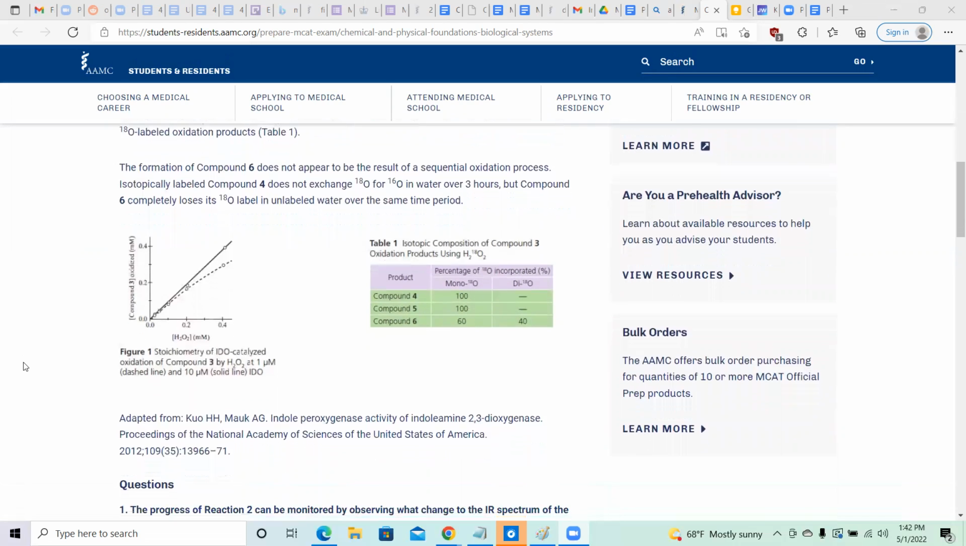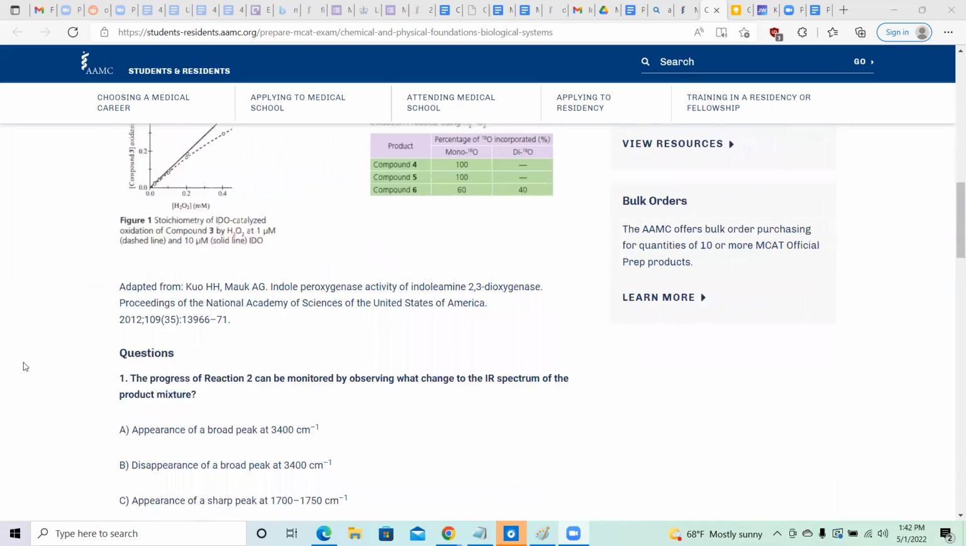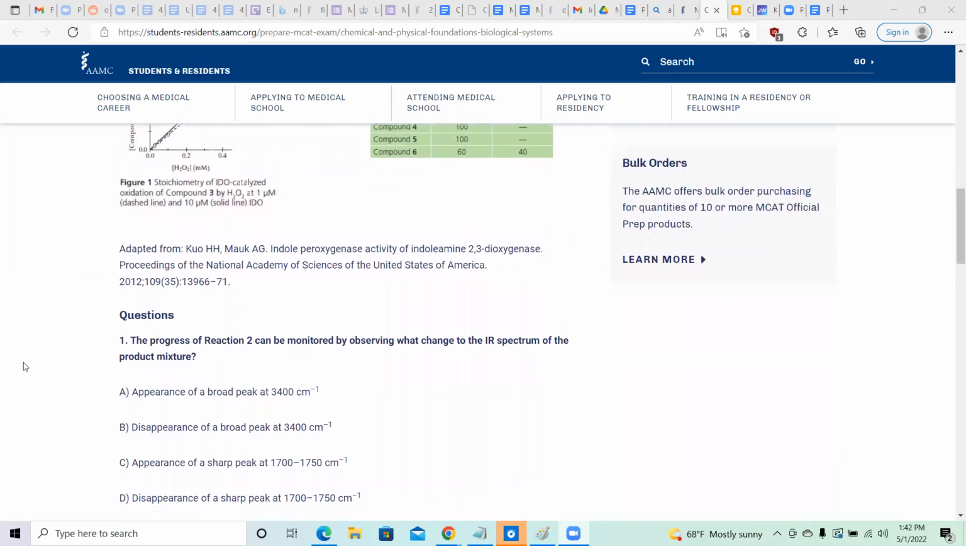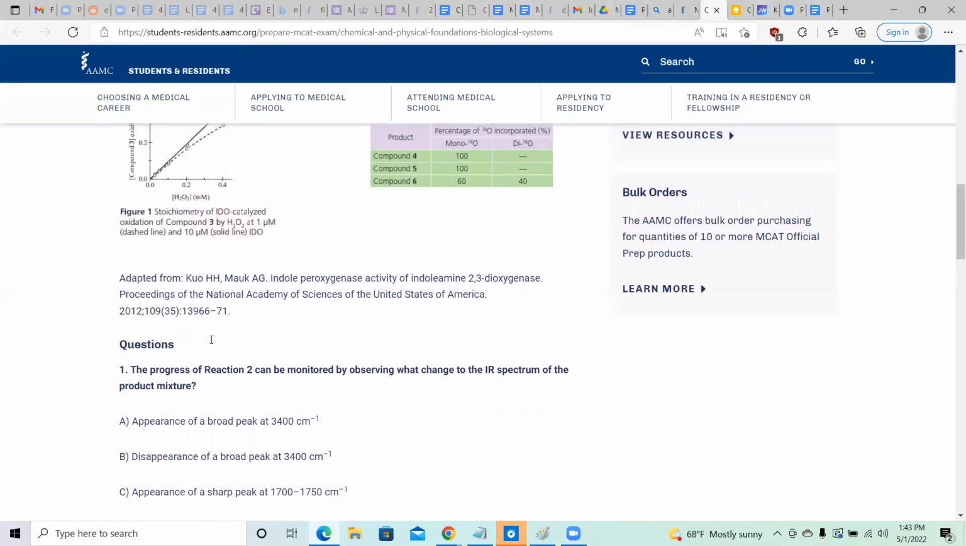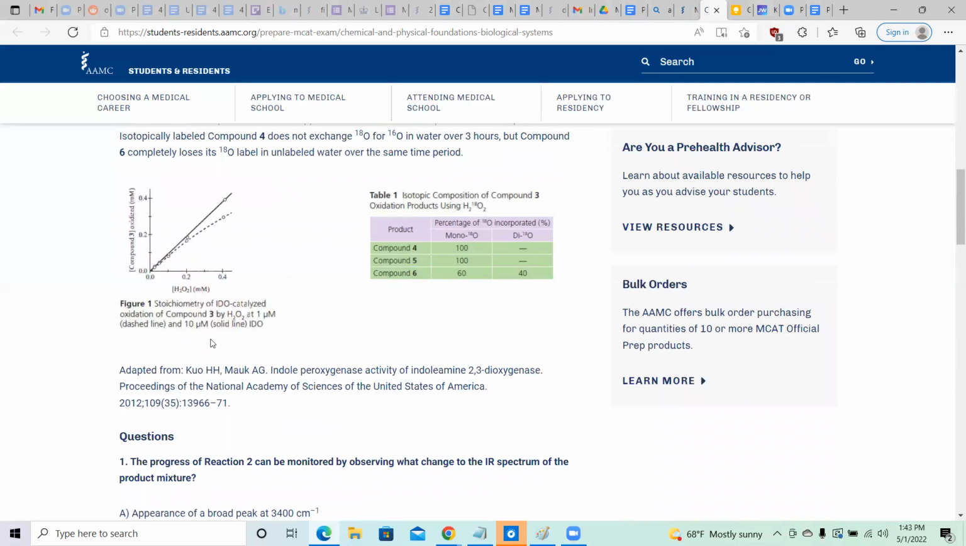And then we look at this question. The first question is, the progress of reaction 2 can be monitored by observing what change in the IR spectrum of the product mixture. So we know we need to be looking at reaction 2, and we need to be thinking about IR spectrometry. All these answer choices are talking about peaks. Now we need to think about what context of the passage we should be looking at, right? We haven't even read the passage yet.